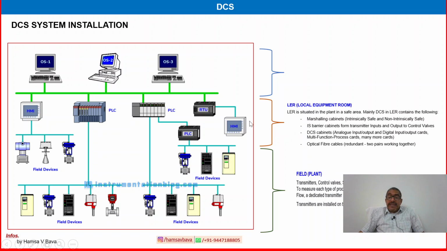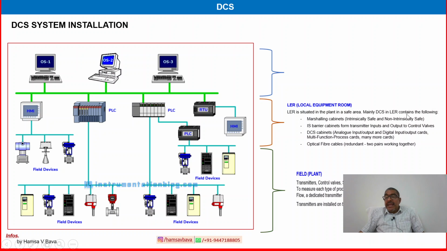And LER: the field information is gathered in the LER, and some decision making process is taking place in LER as well, and communication is sent to the operator station also. So LER is very important. LER is local equipment room. LER is situated in the plant in a safe area.